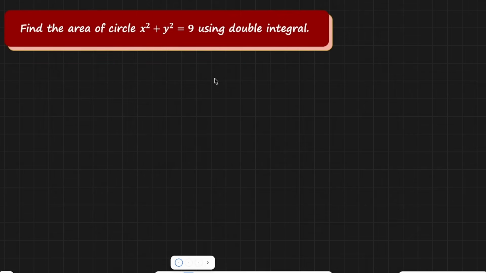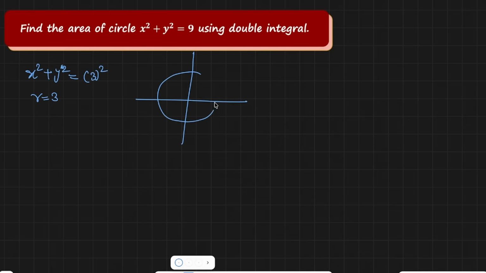Now, this is again one of the simple questions. Find out the area of the circle. The circle is given as x square plus y square is equal to 3 square. So here r is equal to 3, and you know this is a circle centered at the origin. This radius is 3. So what will be the r? r will be from 0 to 3.